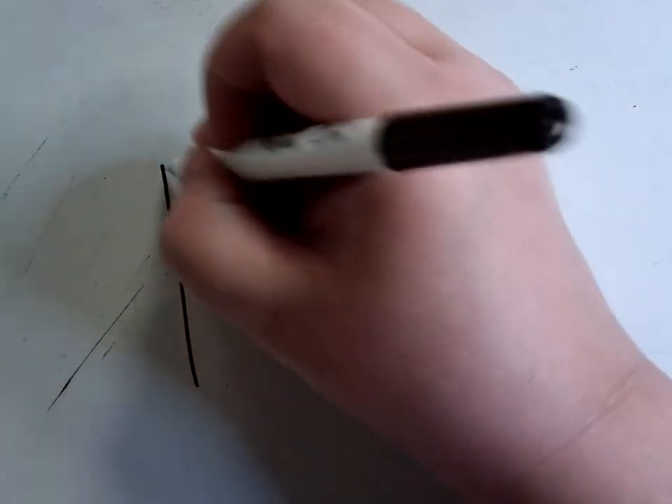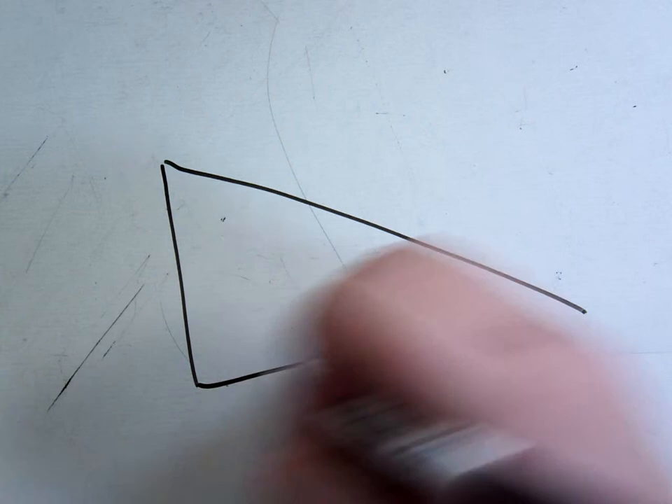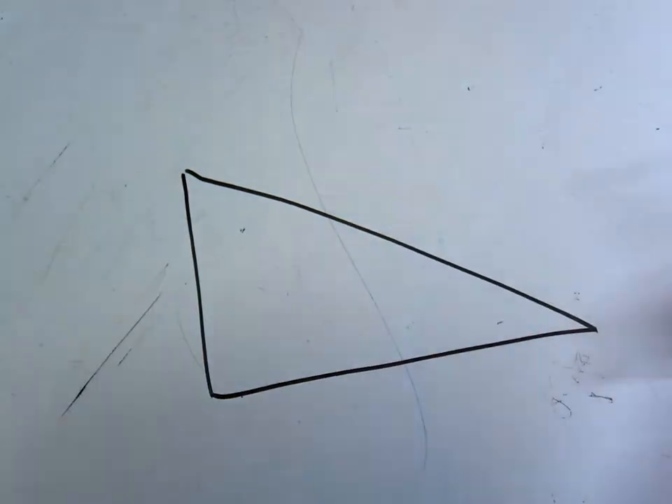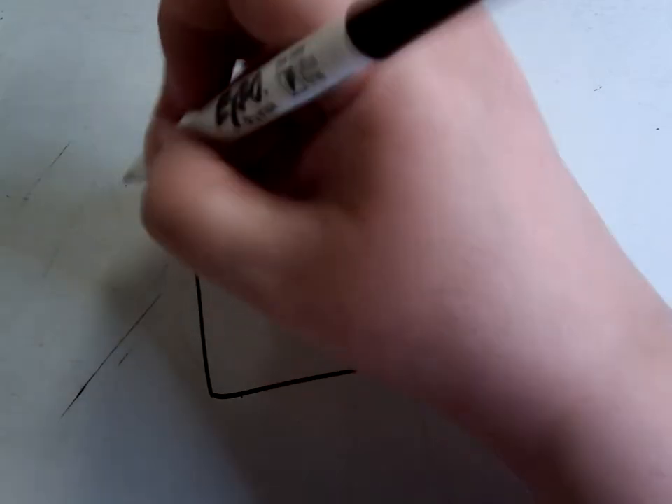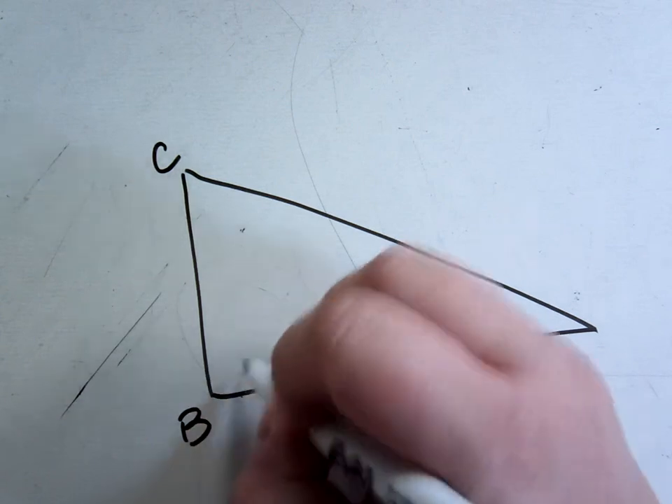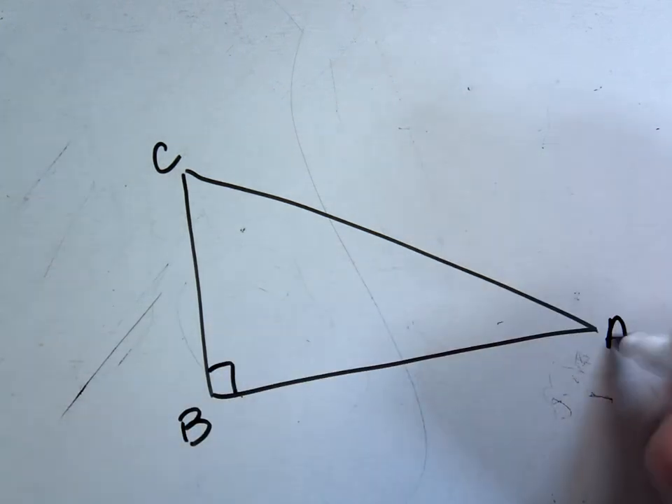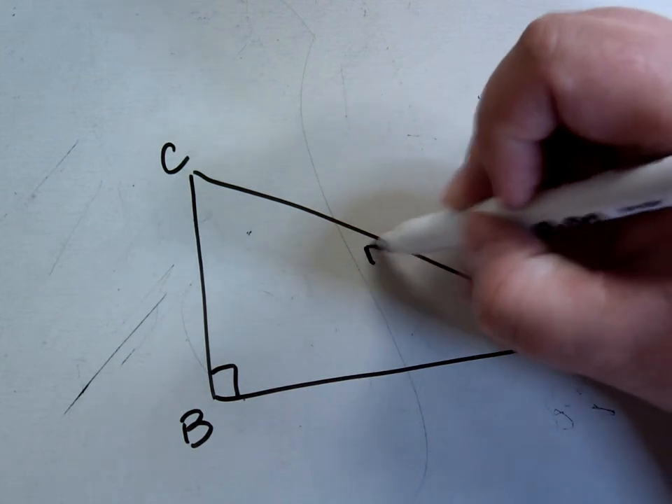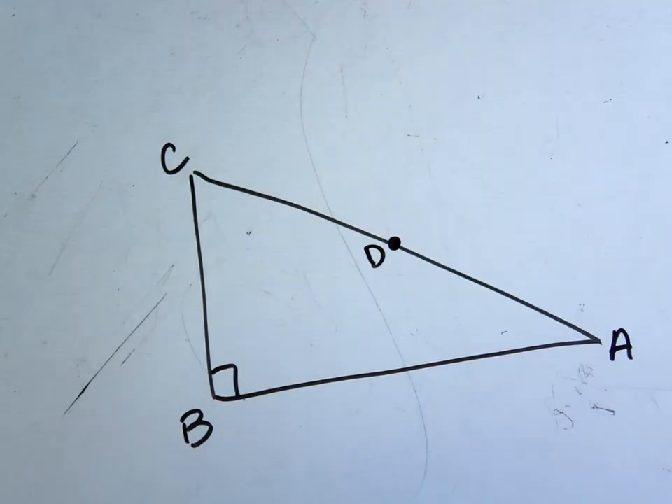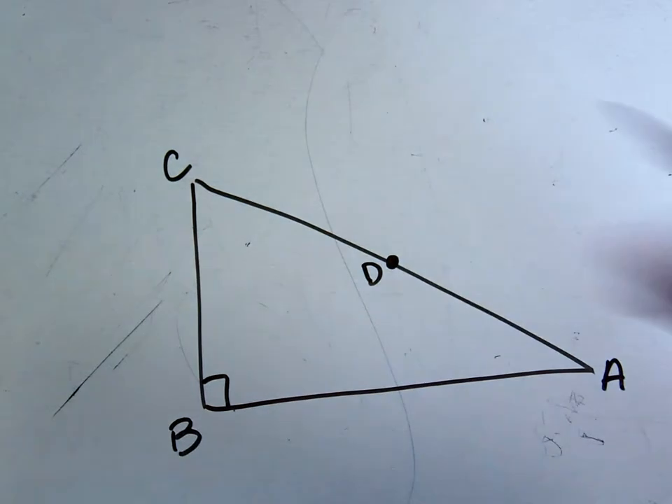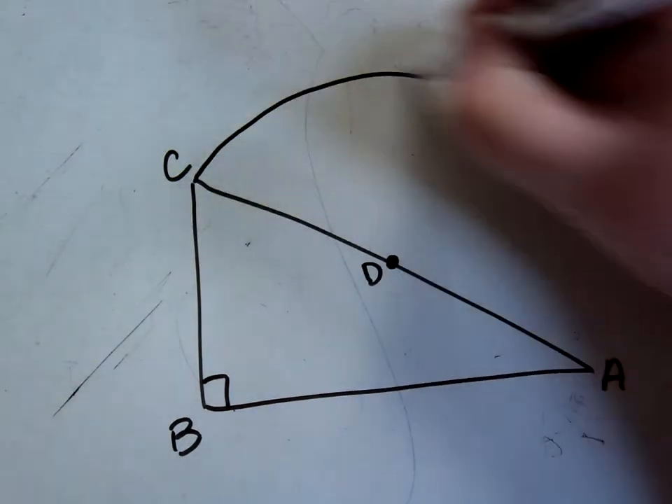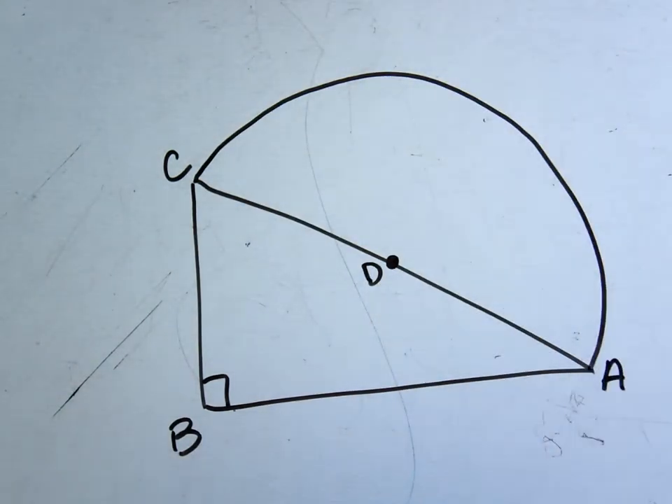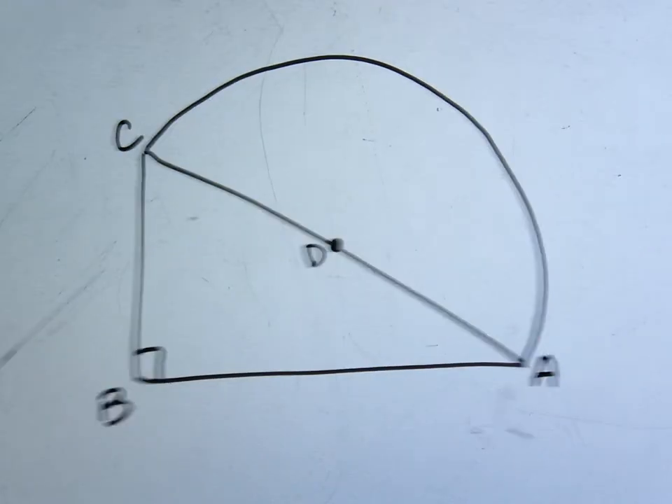On number 2, we have a triangle ABC. It's a right triangle, and then D is right here, and we have a semicircle. The semicircle has AC as its diameter. Not too bad. Not perfect, but not too bad.